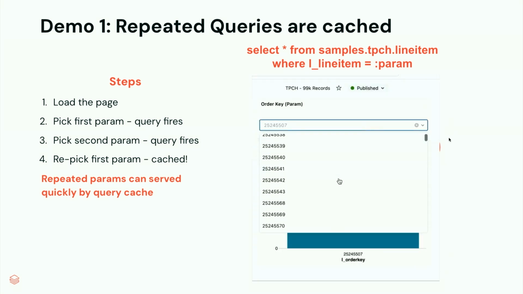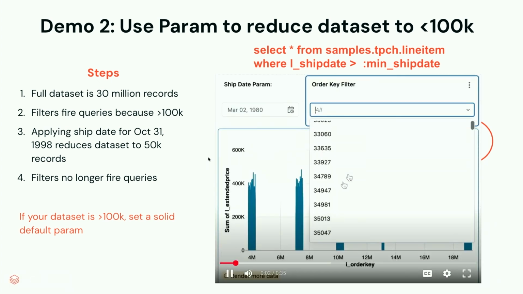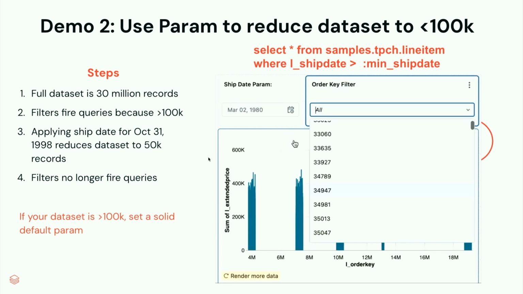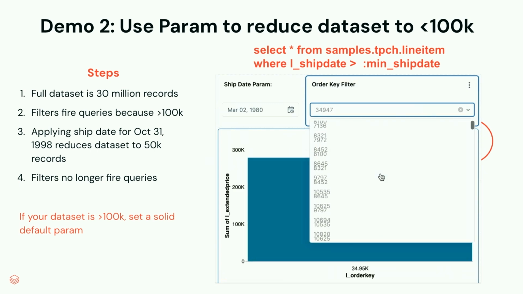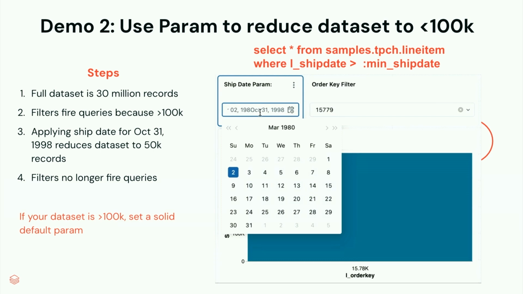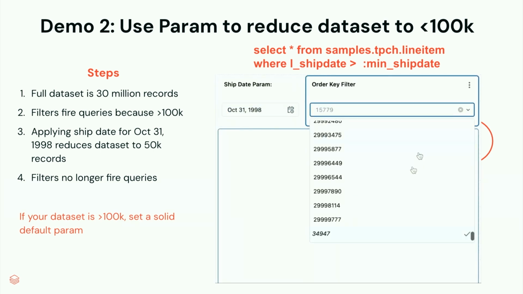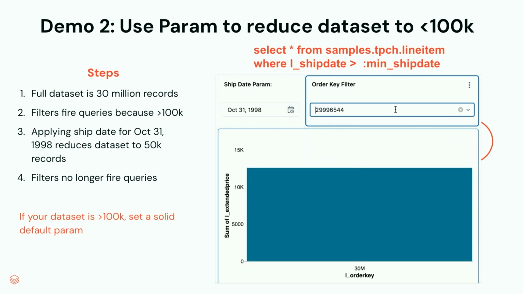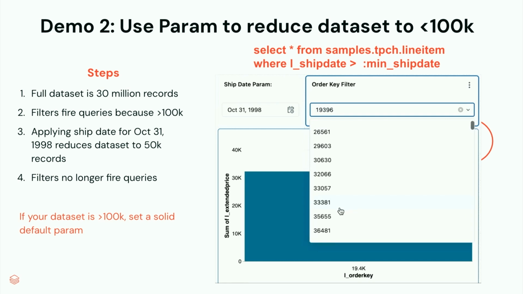The second, slightly more interesting example is using parameters to keep data sets less than 100,000. So here's an example dashboard. By default, it's got 30 million records. This is the full line item data set samples catalog. And you can see if I'm picking filters, they're firing queries. It's more than 100,000 records. It's 30 million. But if I come over to this parameter, and I pick a strategically chosen value, so I filter things by only those orders that are more than 1998, it's only 50,000 records, which means it now fits into cache. And so you can see here, now that I have that, as I pick filters, it loads very quickly.